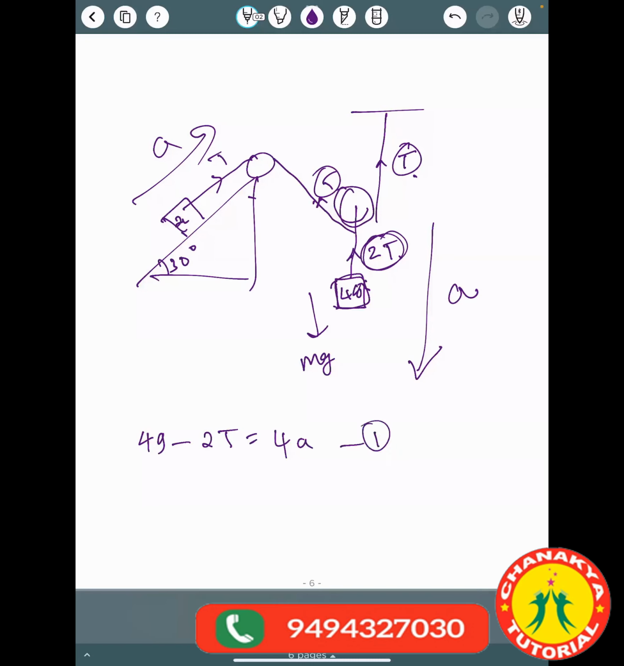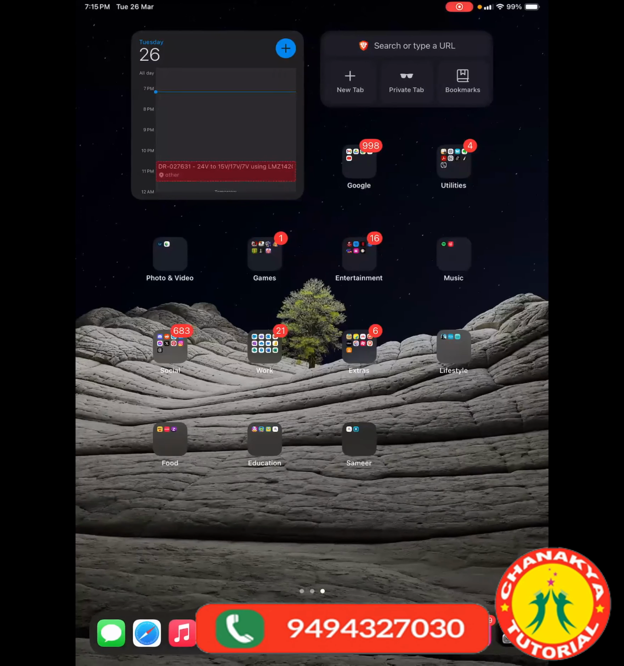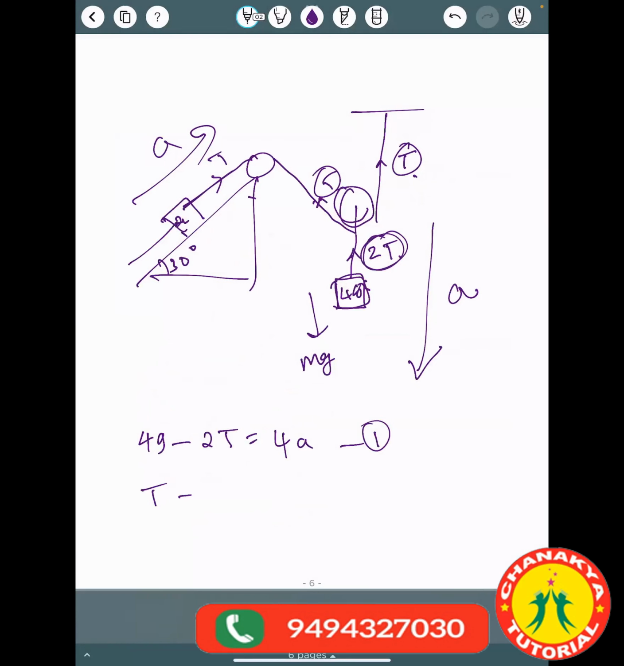One equation. Second equation: the supporting force for this 2 kg block is T. What is the opposing force? I told you guys, always along the inclined plane you have to write mg sin theta, and opposite to that mg cos theta. So along this length, the opposing force is mg sin theta. M is 2, g sin 30 degrees is 1 by 2, correct? Is equal to 2 into A.